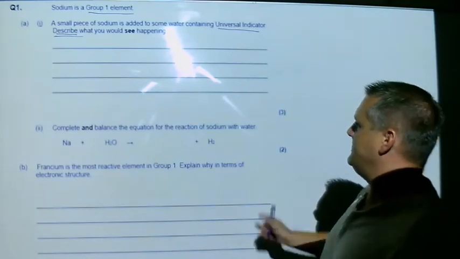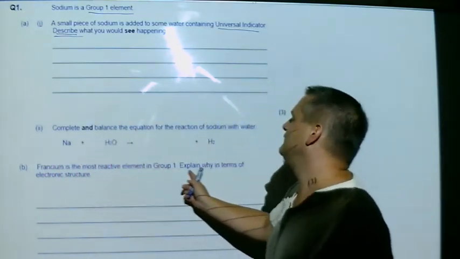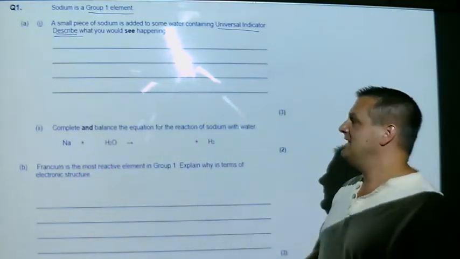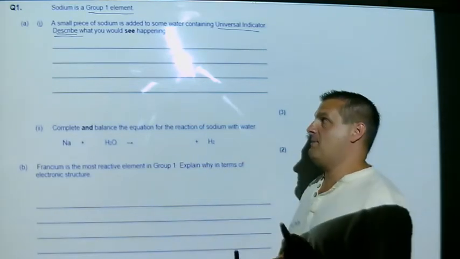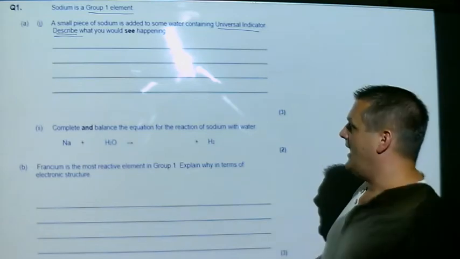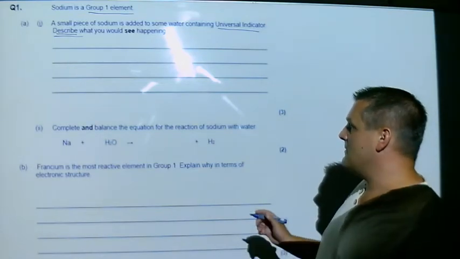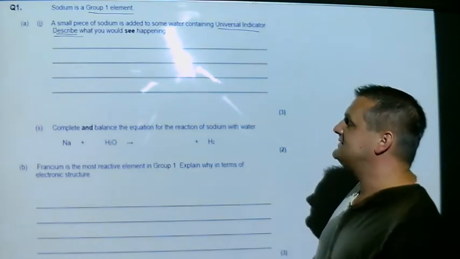Okay, the second bit is balancing an equation. There is always going to be a couple of those in your exam. This is a classic. If you don't have balanced equations, I have done a whole video about balanced equations, which might be worth seeing. There's not much more I can tell you about that to prepare you, other than that you need to balance it.